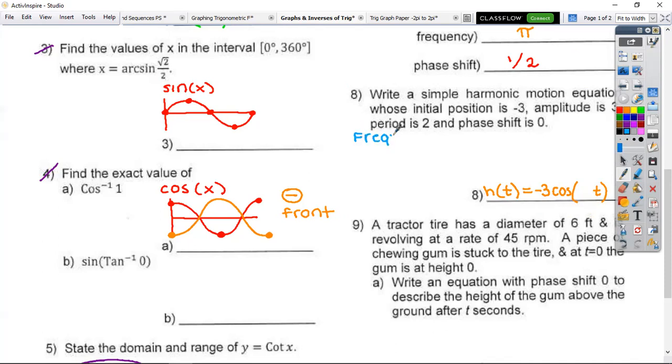And you are given the period, so that's what you want to use to go off of. So I'm going to find period is equal to 2 pi over frequency. So I have 2 is equal to 2 pi over b, cross multiply, solve for b. So I have 2 times b is equal to 2 pi, and then divide by 2, divide by 2. So b is equal to pi. Yep, and then there you go.